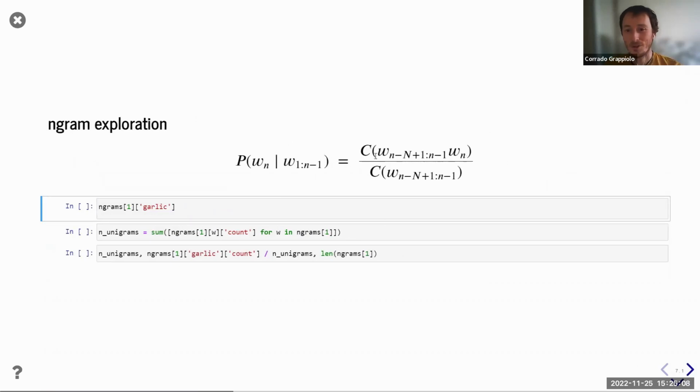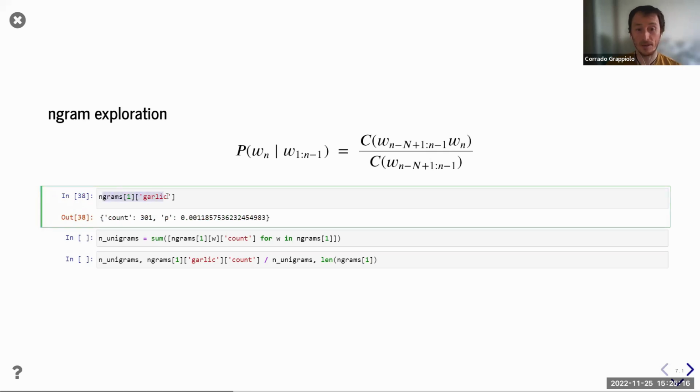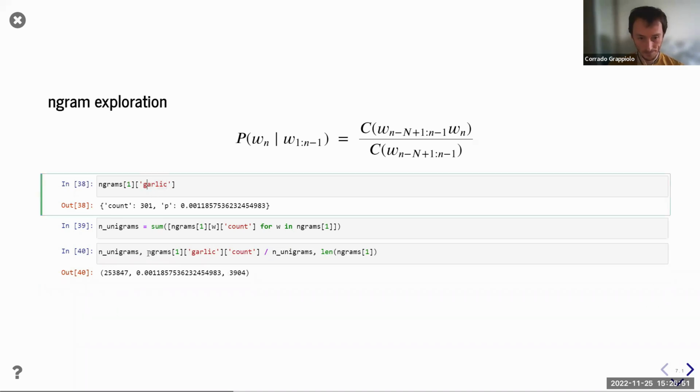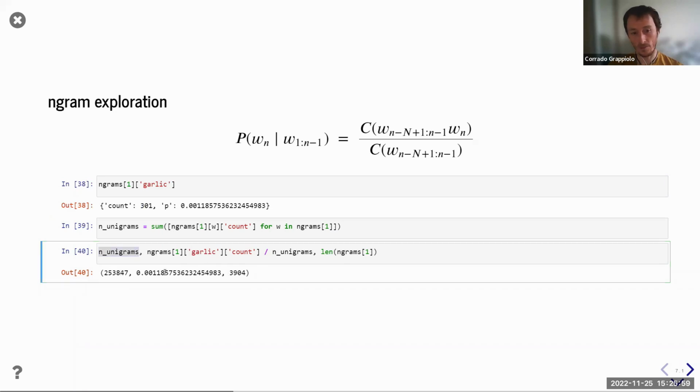This was the formula used to extract n-grams, and we can see an example. If we want to see the unigram of garlic, we have these values. That means that in the whole corpus of 5,000 recipes, garlic was observed 301 times, and this is its probability, calculated according to this formula. In the whole training corpus, we have nearly 4,000 unigrams, so 4,000 unique words. The total number of words in the corpus is nearly 254,000. So the probability of garlic, given no context, is the count, 301, divided by this value.